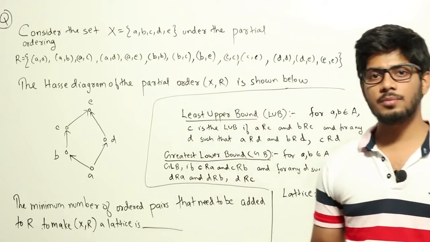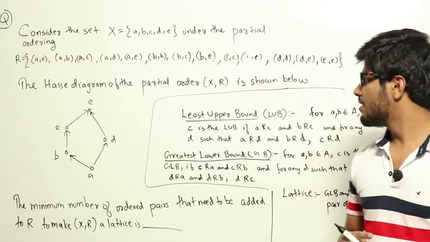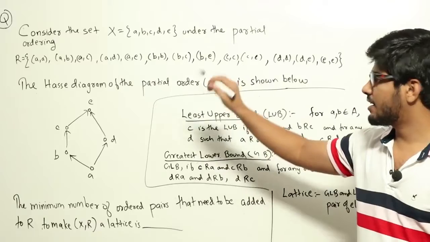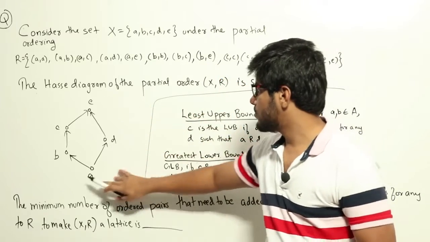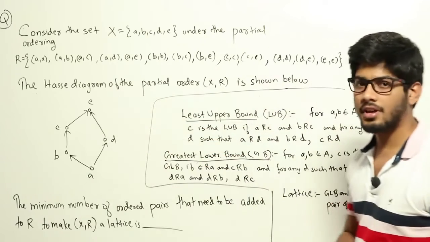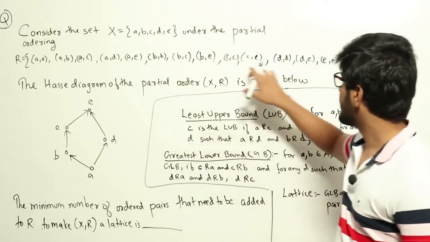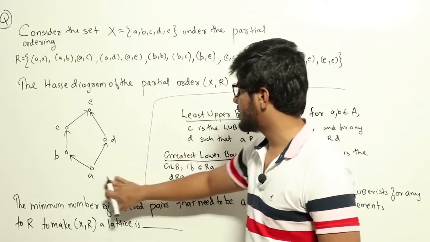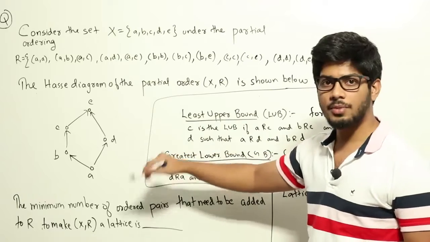So this is a question from set theory and algebra regarding partial orders and lattice. So in order to answer this question, you need to understand what a partial order is, what a lattice is, and how to get Hasse diagrams out of a partial order given. Now this is the partial order that they have given here, and this is the same information conveyed in the form of a Hasse diagram, and they are asking how many ordered pairs we should be adding in order to make it a lattice.